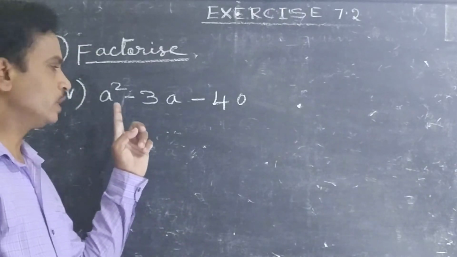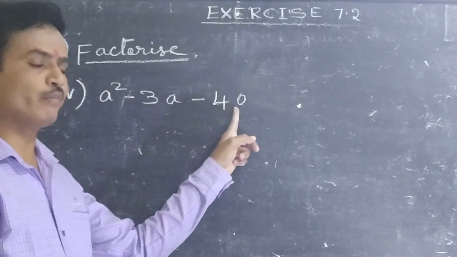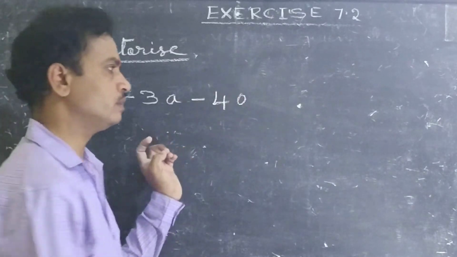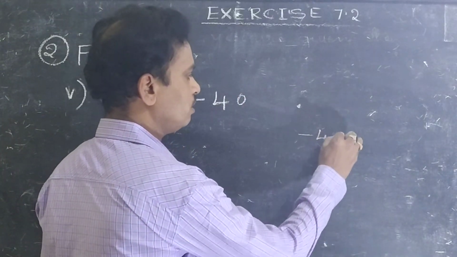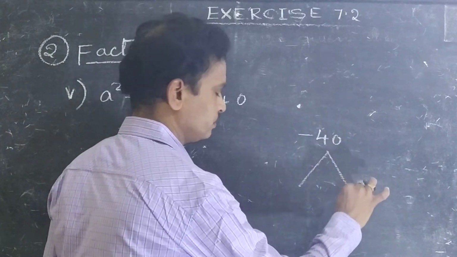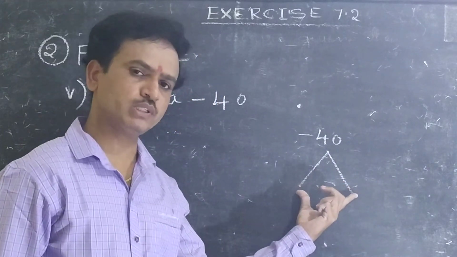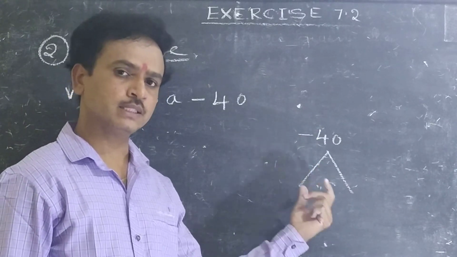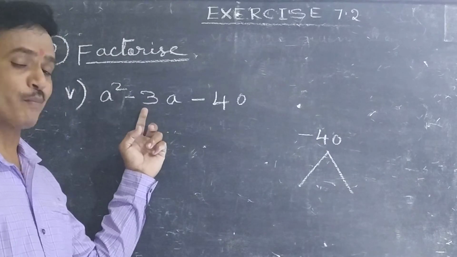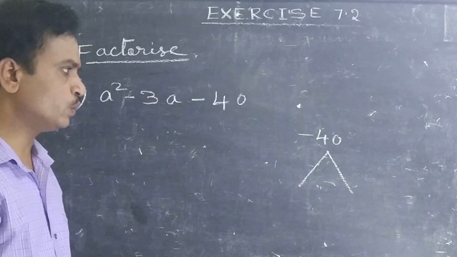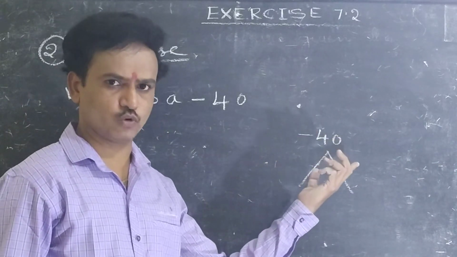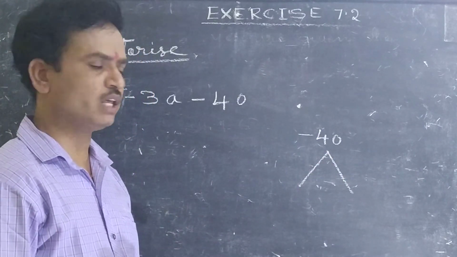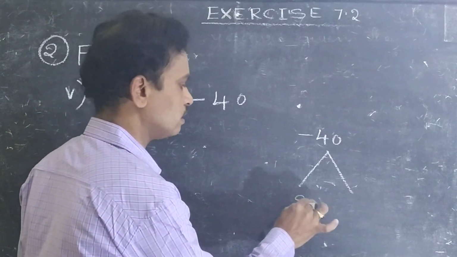Question number 5. a² minus 3a minus 40. The last term is minus 40, so we should take minus 40 here. Here we should take two numbers such that the product of the two numbers we want is minus 40, and the sum of the two numbers we want is minus 3. So what we should do? 8 fives are 40, or 5 eights are 40. Anyway, you can take 8 fives are 40.